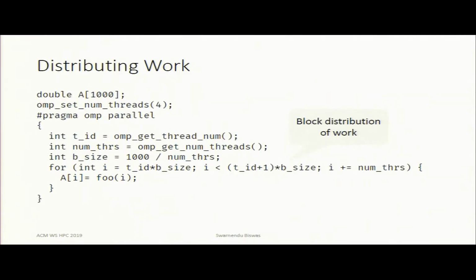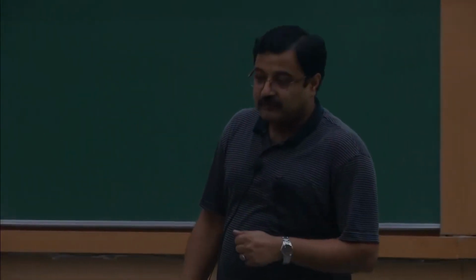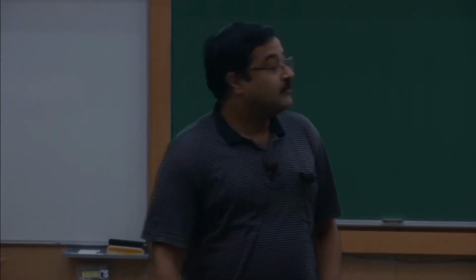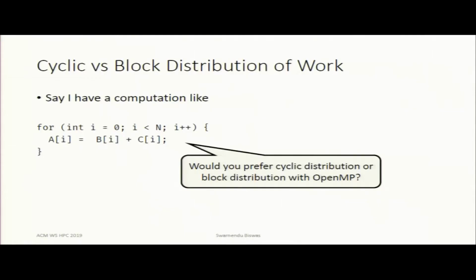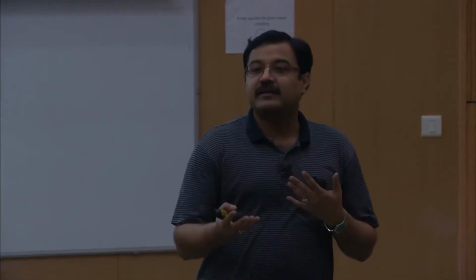Then obviously the alternative is block distribution of work. If you have an array of size n and say 4 threads, you could divide it into blocks of n by 4, and each thread can work on its own portion. Or chunking. Now the question is, if I have a computation like this, which one would you prefer? A block distribution or cyclic distribution? A block distribution, why? Spatial locality? Okay, fine. So you would prefer block distribution, because if a thread accesses A0, you would want that thread to better access A1 instead of another thread, because then you will have better locality.